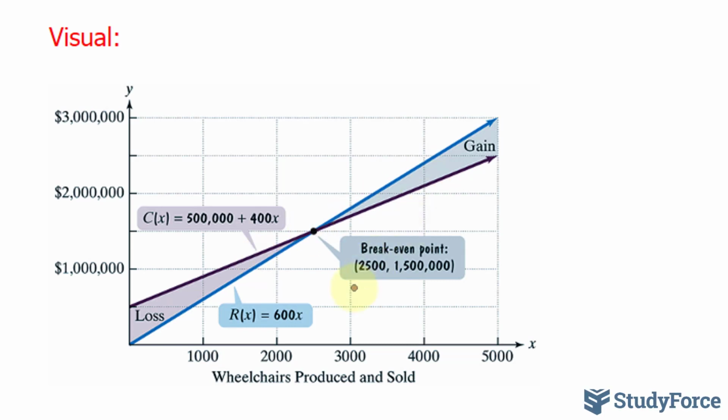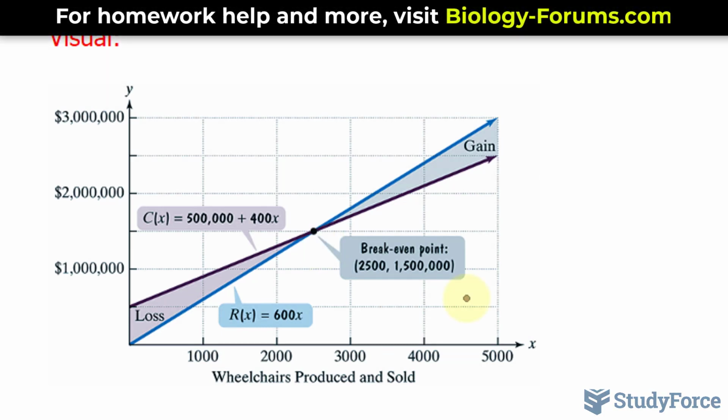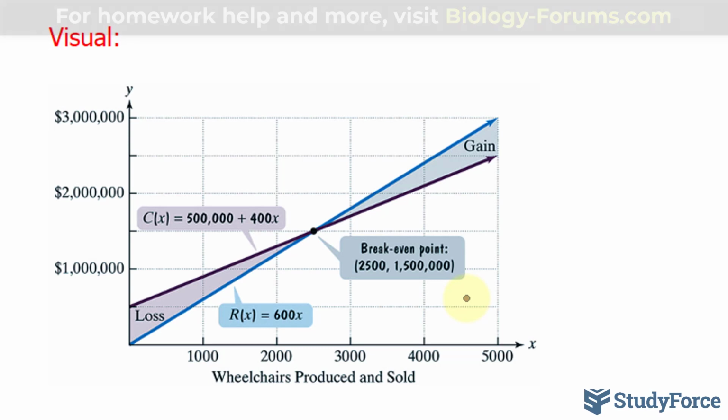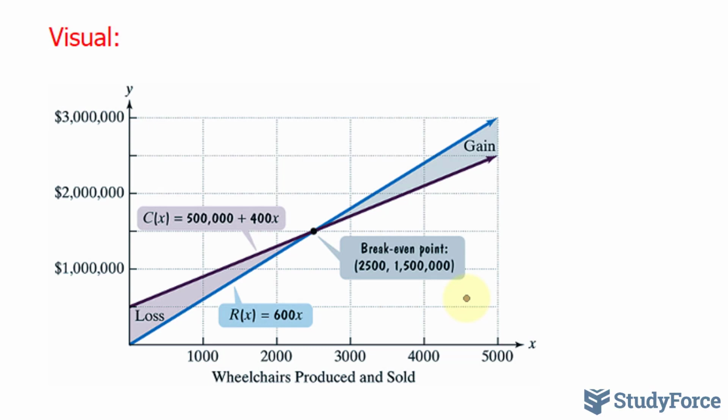After 2,500, let's say you make 3,000 chairs or 2,501 wheelchairs, it is at that point where you start to make a profit. And the 1.5 million represents the amount that you've made in revenue after selling 2,500. But remember, revenue doesn't equal profits. Revenue is the amount of money that comes in after you've started your company.